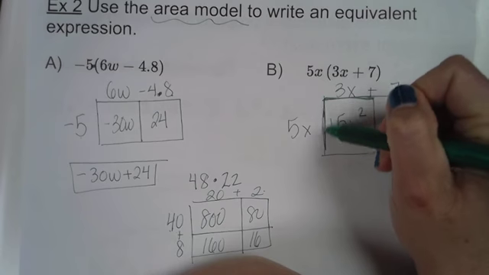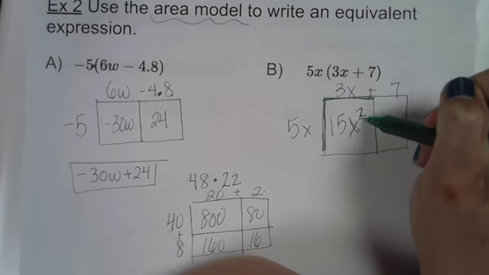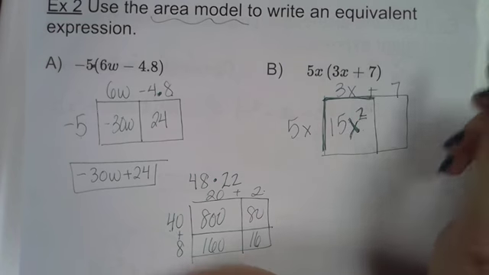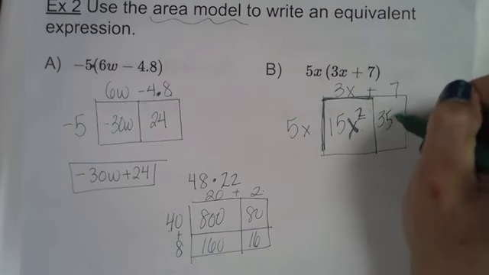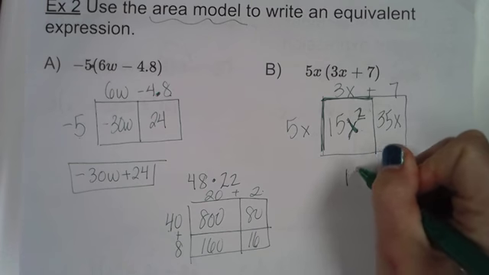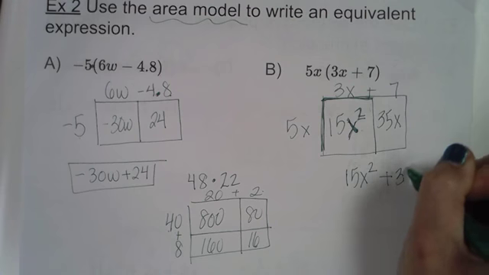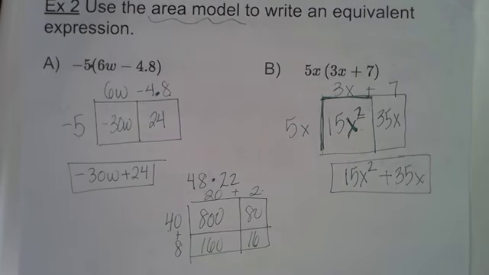x times x is an x squared shape, a square shape. That's right. So x times x, we get x squared. What is 5x times 7? 35x. Very good. So our equivalent expression is 15x squared plus 35x. Very good.